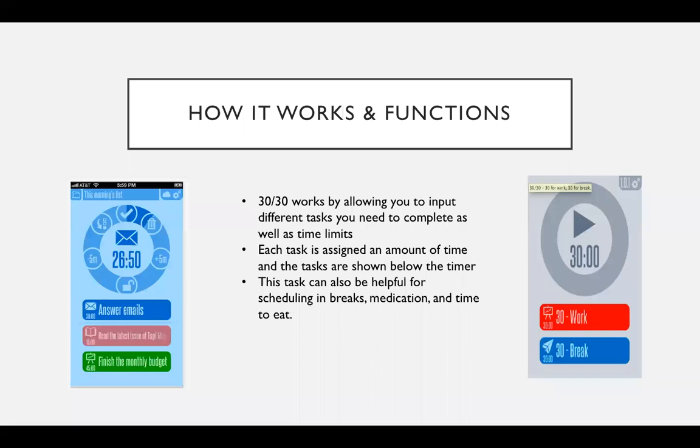So how does it work and how does it function? These two pictures show two different timers that you can set up on your app. 3030 works by allowing you to input different tasks you need to complete as well as time limits. Each task is assigned an amount of time and the tasks are shown below. The tasks can also be helpful for scheduling in breaks, medication, and time management, things like to eat and all that.